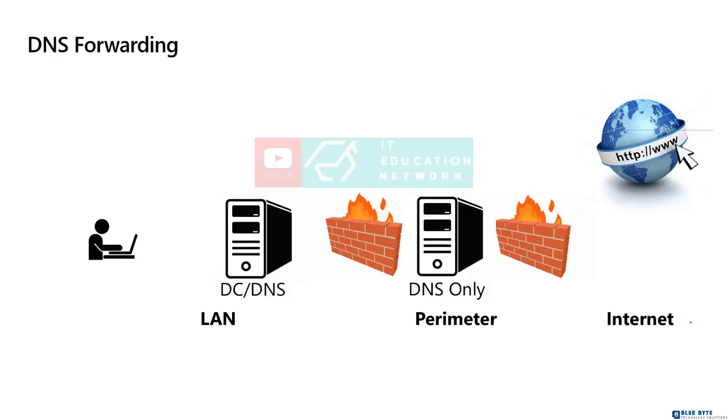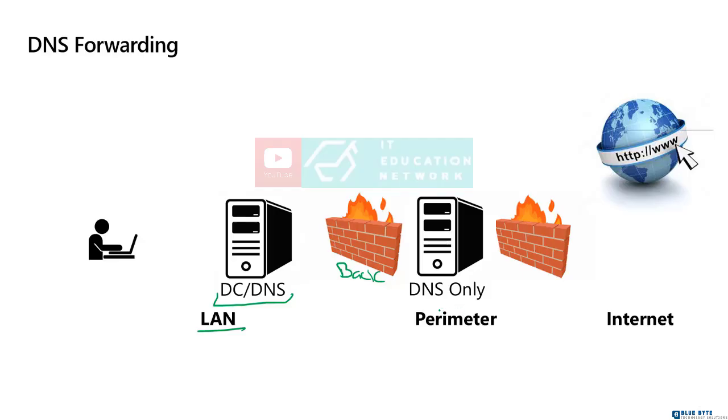In my experience, this is the most common use of forwarders. It is very likely that your domain controllers are also DNS servers on your local area network, or LAN. Now, many environments have this type of firewall configuration, where we have a back firewall that separates our LAN from our perimeter network. In our perimeter network, we'll have machines that are internet accessible.